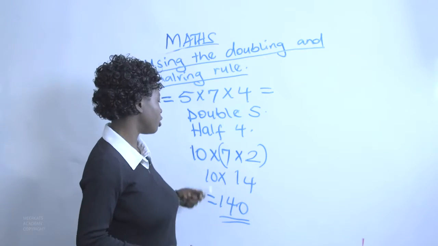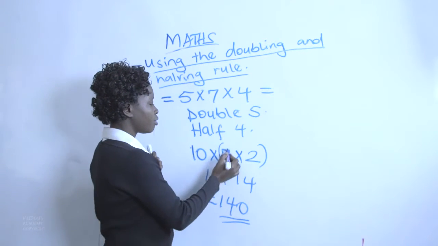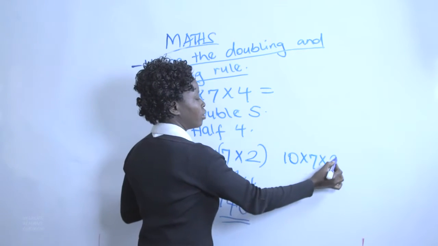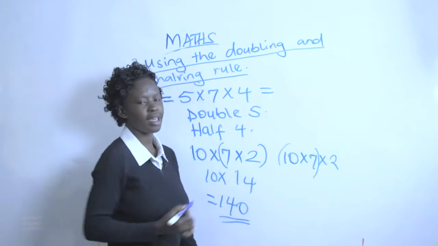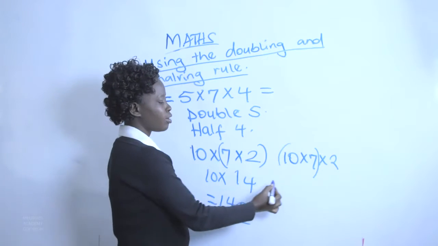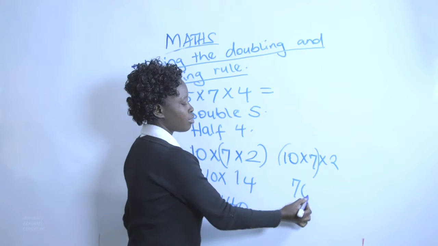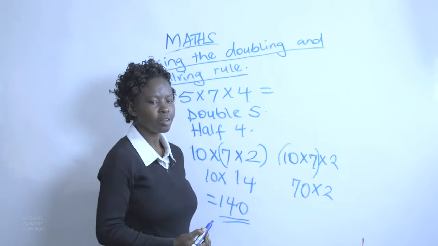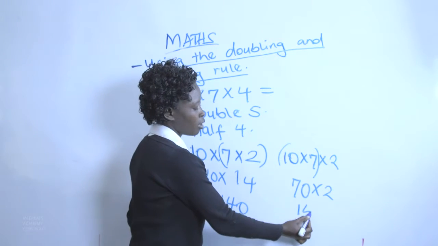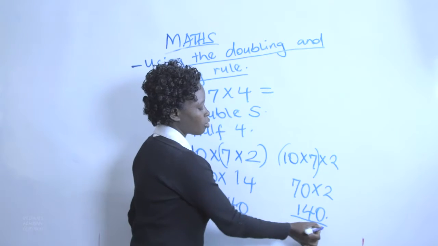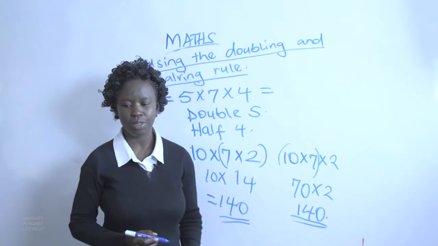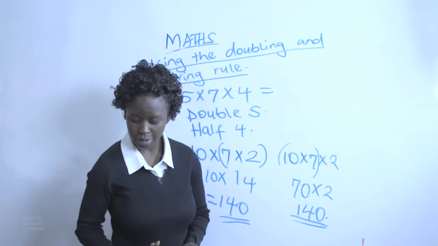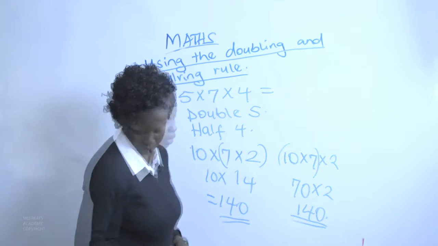Or alternatively, you can decide to start with 10. If we start with 10 times 7, then 10 times 7 is 70, then multiplied by 2. 70 multiplied by 2 is 140. So whichever pair you start with, the answer will not be different. They should give you the same answer.